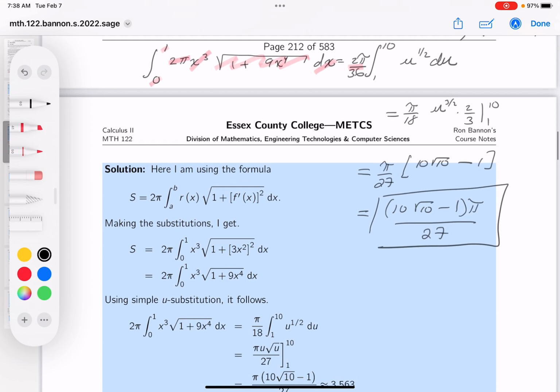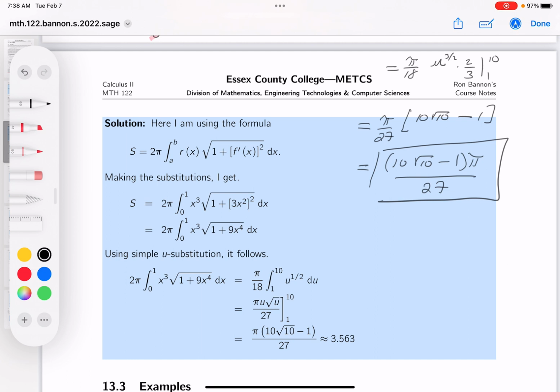All right, let's look at the key, see how we did. And I'm looking at the final result, and I'm seeing the 10 root 10 minus 1. I'm seeing the 27 and pi. We're done. I see there's an approximation over here. You're not expected to do approximation on exams, by the way.